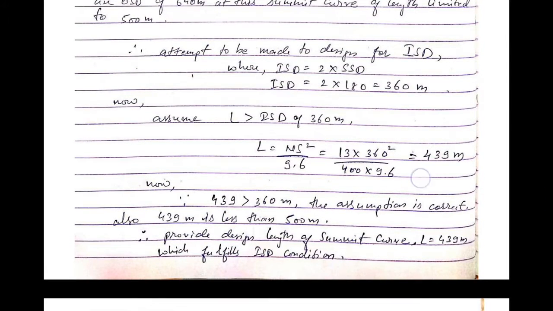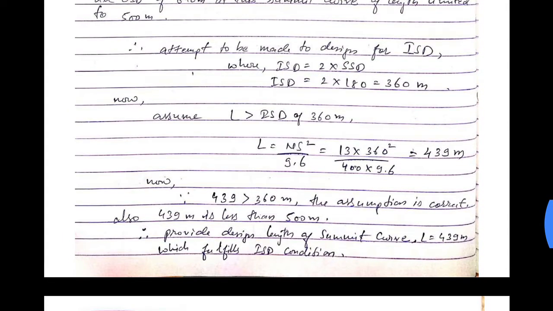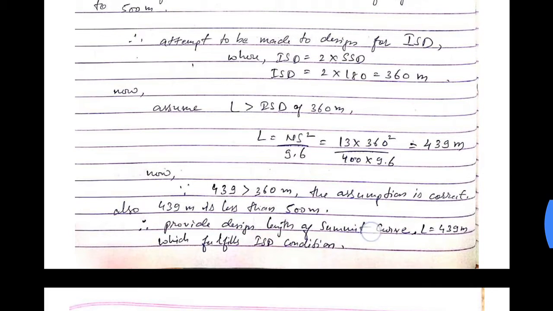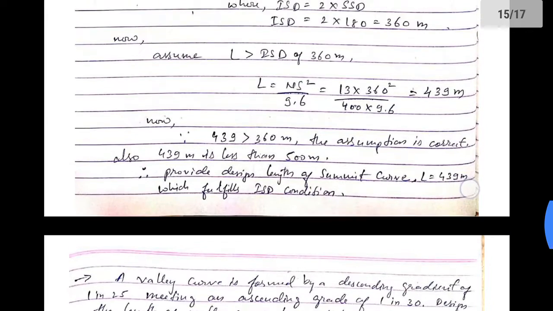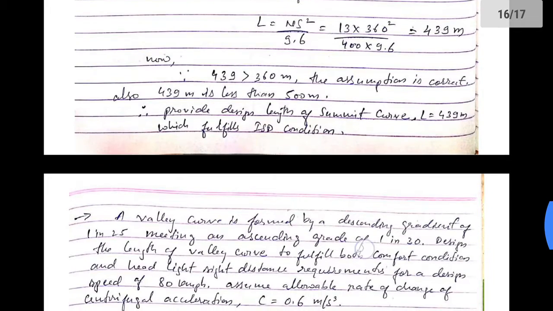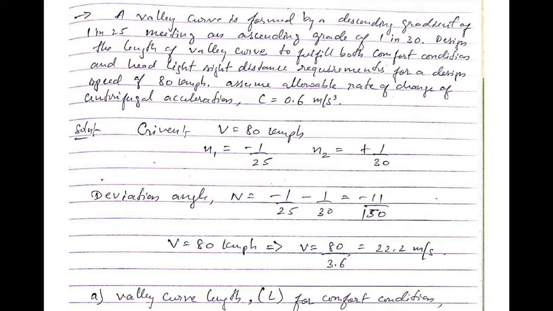And also since 439 is less than the 500 meters, therefore we can adopt this value. Therefore, provide design length of summit curve L equal to 439 meters, which fulfills the ISD condition. Okay, we'll now move to the next problem. This problem is on valley curve. The question is as follows.